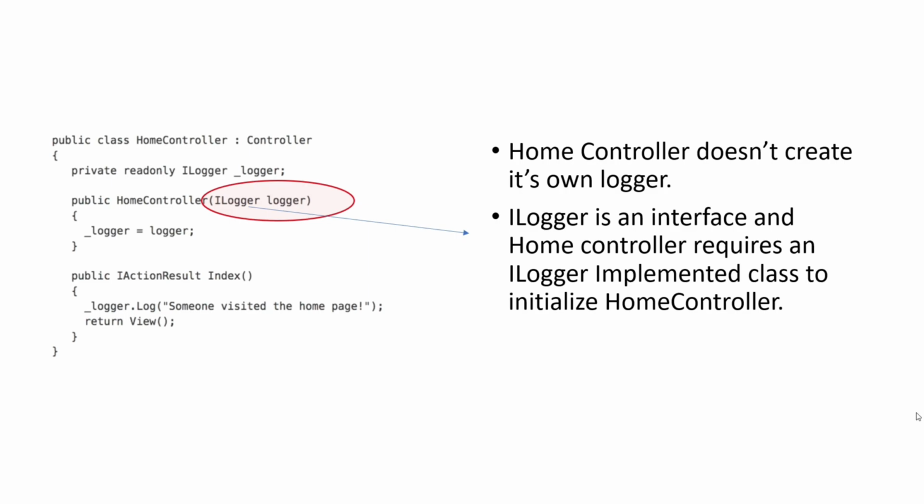This home controller requires an ILogger implemented class to initialize the home controller. That means that ILogger needs to be implemented by a logger class or any type of logger class, and that needs to be passed by our IOC container. I'll talk about it later.